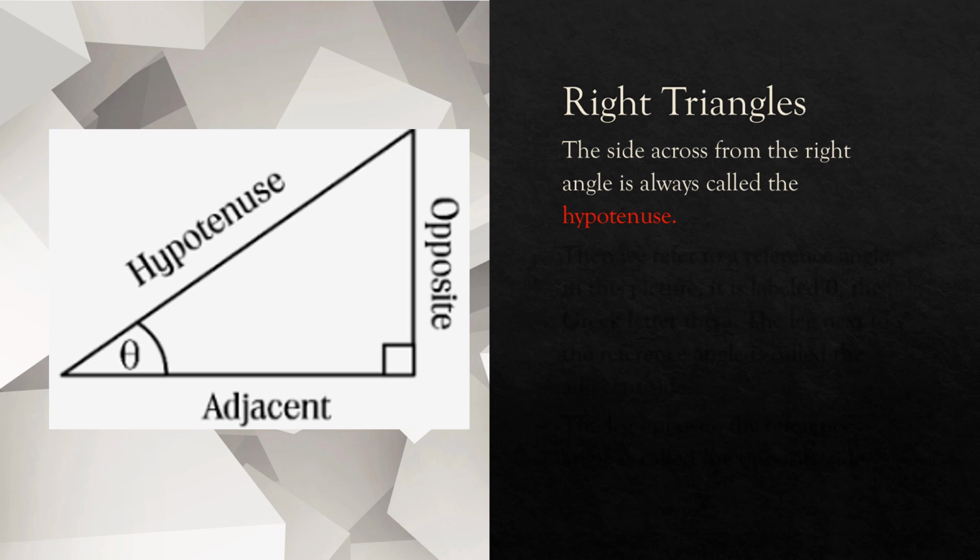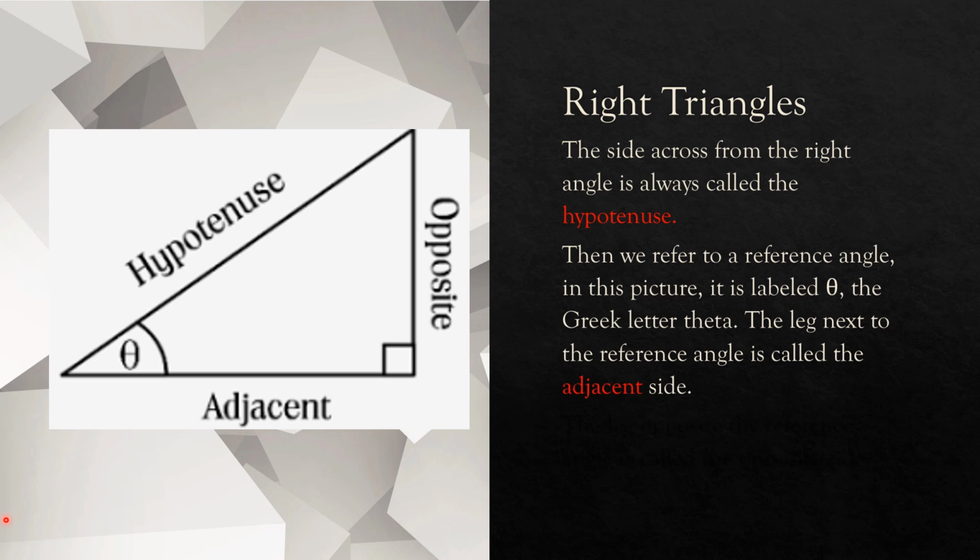On a right triangle, the side across from the right angle is always called the hypotenuse. Right here we have the hypotenuse. It is opposite of the right angle. Then we refer to the reference angle, right here. In this picture we've labeled it theta. The leg next to the reference angle is the adjacent leg. The leg opposite of the reference angle is called the opposite leg.